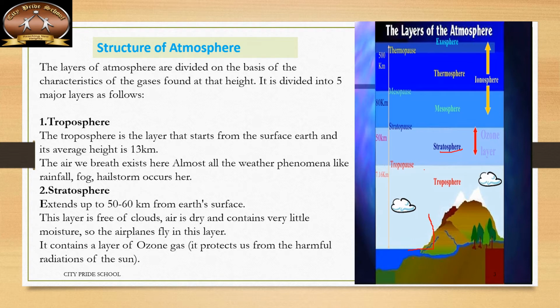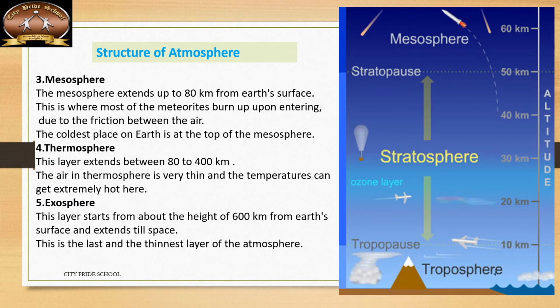And the other important thing is it also has the ozone layer, which protects us from ultraviolet radiation of the sun. If this wouldn't have been there, we would obviously have been burned. So this is a very important layer which has ozone. The third is the mesosphere, which extends up to 80 kilometers, and it lies above the stratosphere. Meteoroids burn up in this layer.